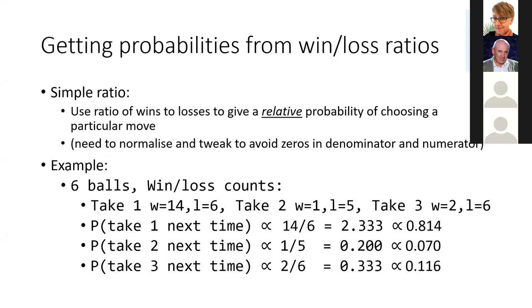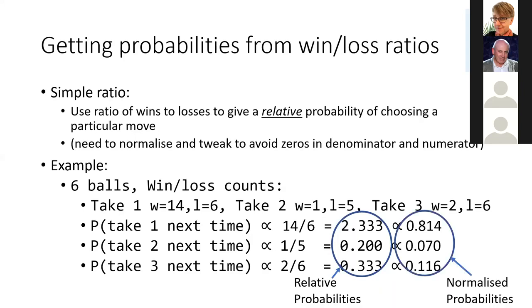Using this idea of the simple ratio, we calculate these relative probabilities. So it's about 11 times more likely that we are going to take 1 next time compared to taking 2, and it's 7 times more likely that we're going to take 1 next time than 3. And we just need to normalize those. You add up the numbers, you divide through, so you get normalized probabilities. And once we've done that, things actually seem to work quite nicely.